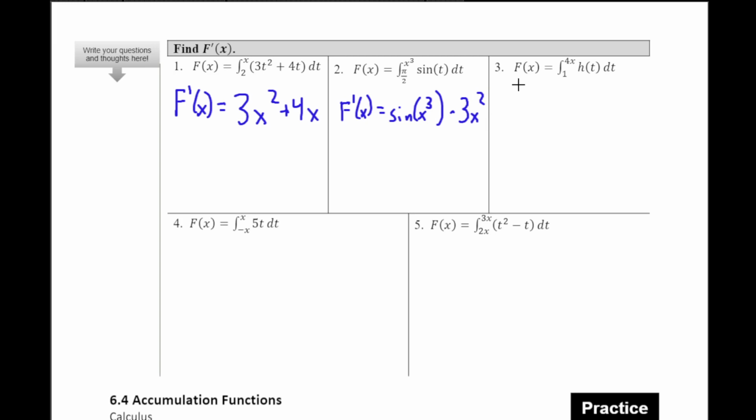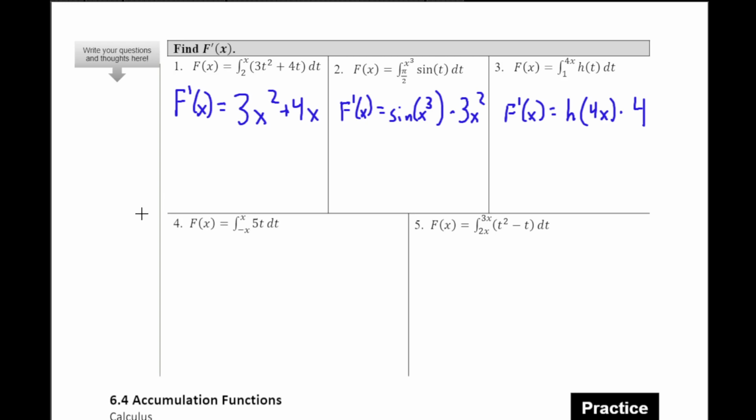Question 3 right here. You have to use the chain rule again because it's from 1 to 4x. It's not an x, it's a 4x. So F prime of x is equal to h of, you plug in the 4x for t, and then you multiply by the derivative of 4x, which is 4.